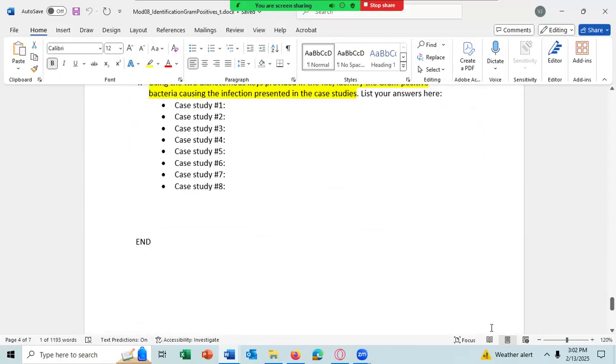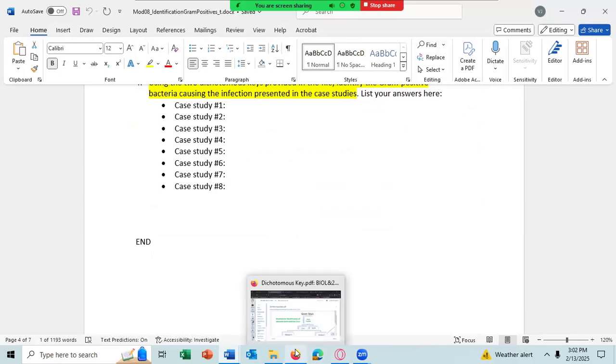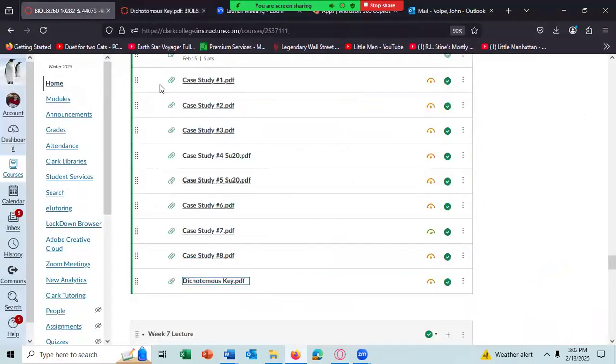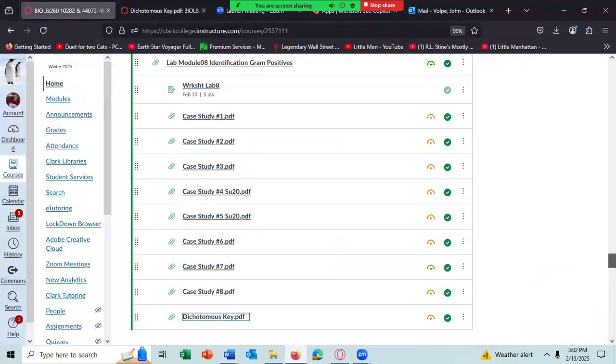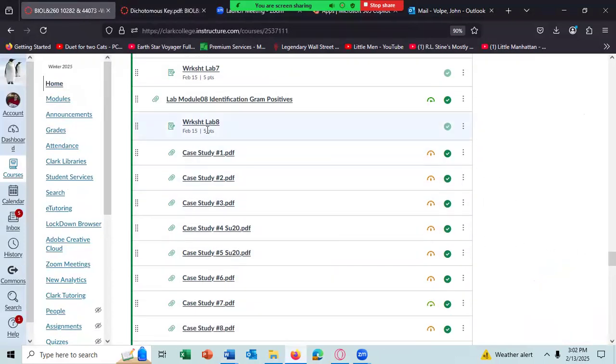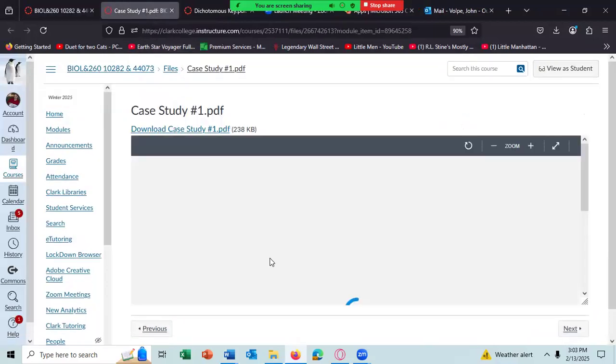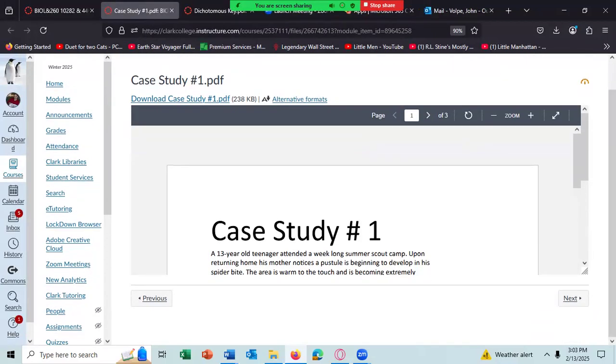The case studies are below the worksheet for Lab 8 and below the lab module for Lab 8. So there's case study 1. Open it up. It goes through the case study.